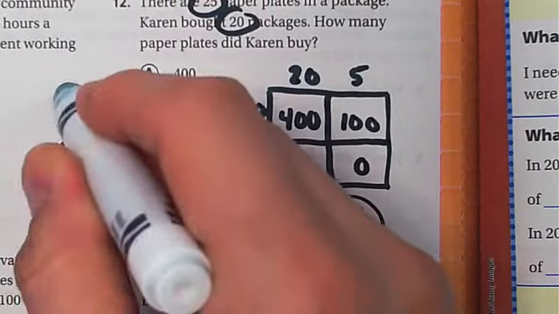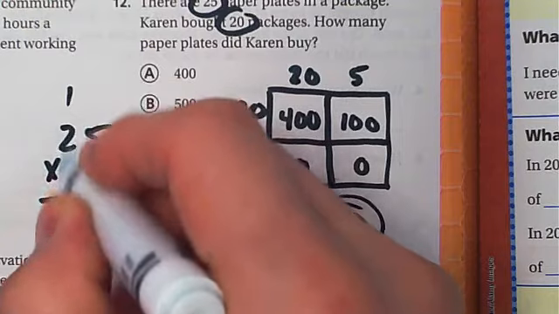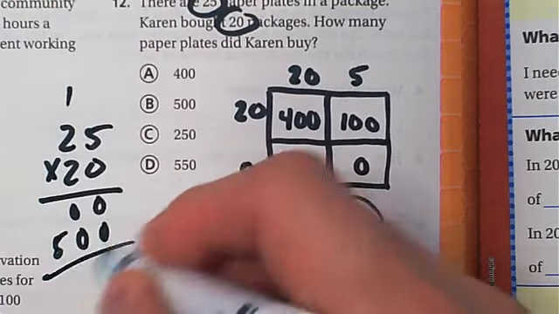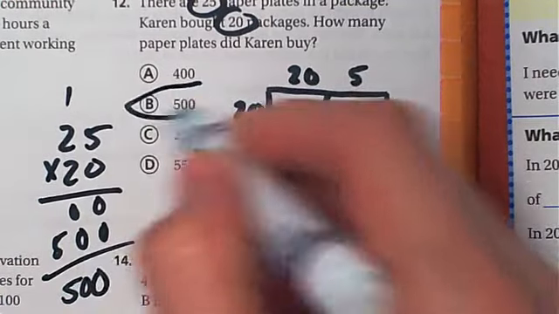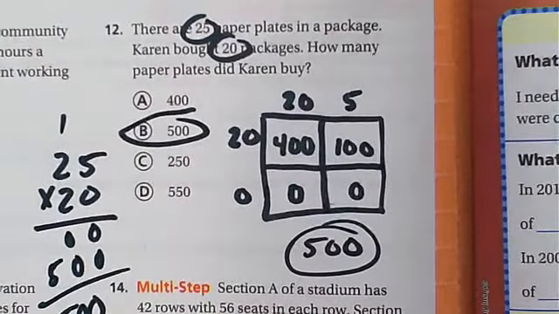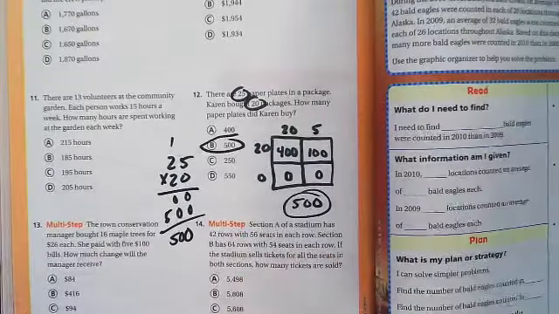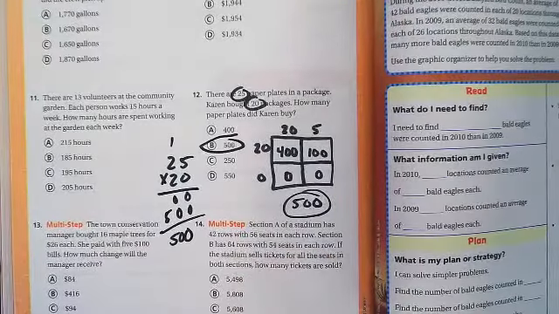And we're going to do this one over here just to check us. So 0, 0, second row: 2 times 5 is 10, 2 times 2 is 4, plus the 1 is 5. Yep, 500. So 500 plates for that one.